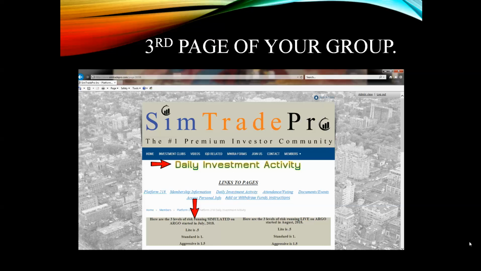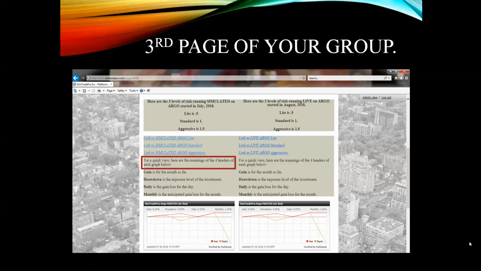You'll notice on both sides, there's 2 sides of this particular page. One side is running the simulated, and they'll have a light and the full-blown standard and the aggressive at 1.5. And then the same ones running on the other side, which would have your light and your standard one. By the other side, I'm talking about these are live accounts in which you are actively participating in.